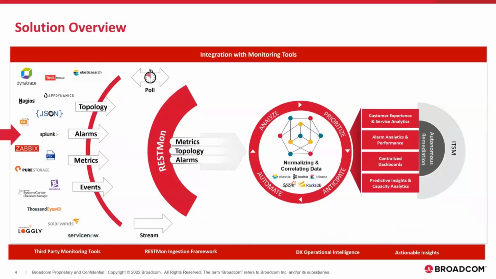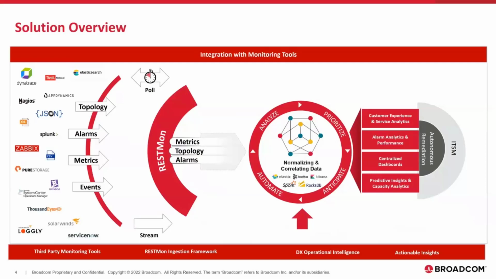As you can see, there are about 25 out-of-the-box reference integrations present today in RESTMon. Data can be ingested from these either via polling or streaming. The types of monitoring data that can be ingested are metrics, alarms, inventory, and topology. When RESTMon receives data, it parses this data, executes any custom rules if required, and transforms that into a format which is required by OI and publishes the data to OI.